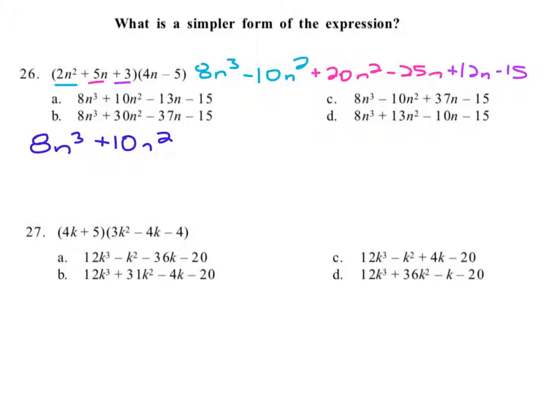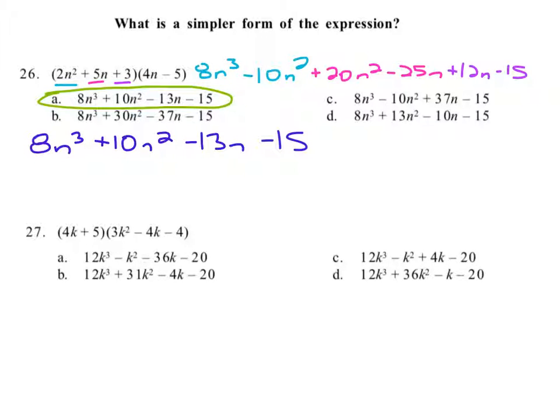n squared. And then I see these n terms, negative 25n, and this n term, positive 12n. Negative 25 plus 12 is negative 13n. And then the last thing I see is the constant term here, negative 15, and there's nothing to combine that with, so we just say negative 15. Okay? And where do we see that answer? 8n cubed plus 10n squared minus 13n minus 15. That is A. Okay. That's one way you could do it.